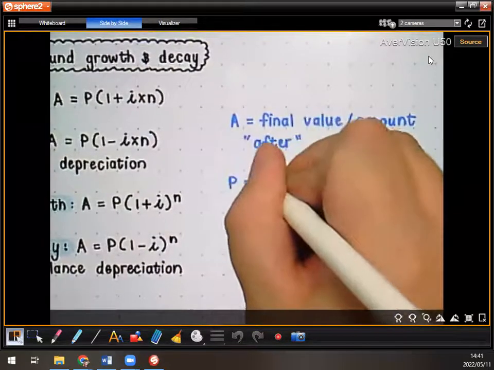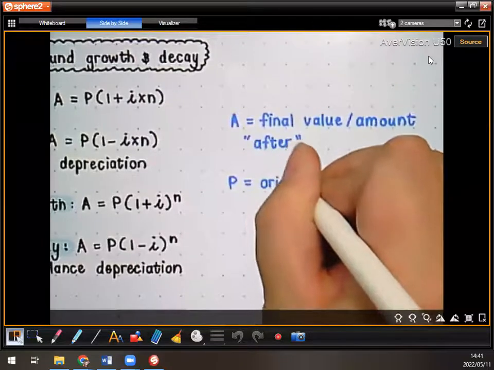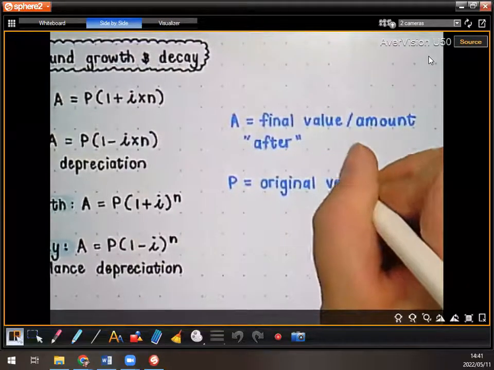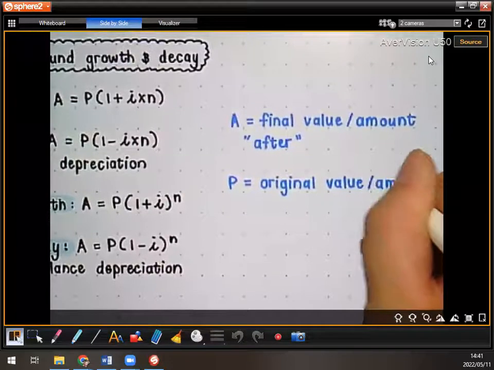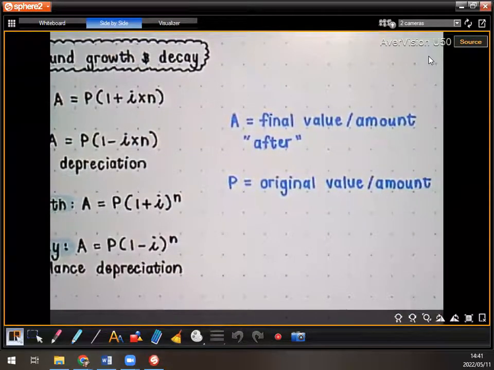P is the original value or amount. So if you're investing an amount, then that's the original amount that you're putting into the account. Okay, so that will be the value. Or you'll see when we're going to do some depreciation questions now. When you buy a car, it's worth a specific amount when you buy it. Right, so that is the P value, the original value. After time, the amount decreases, the value of that car decreases. So that will be A after say 5 years.